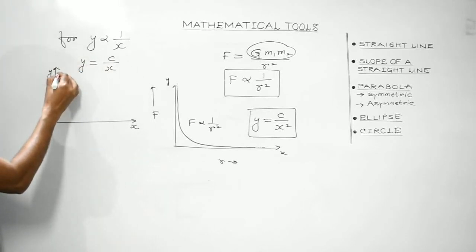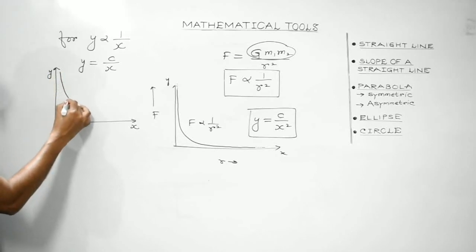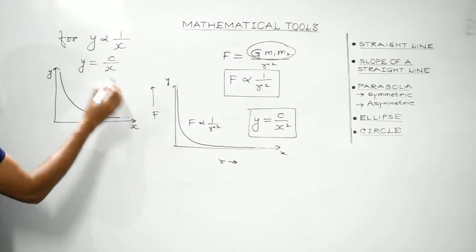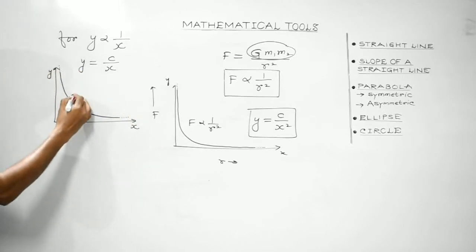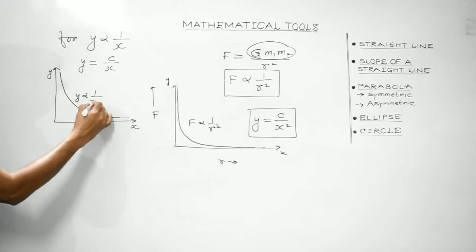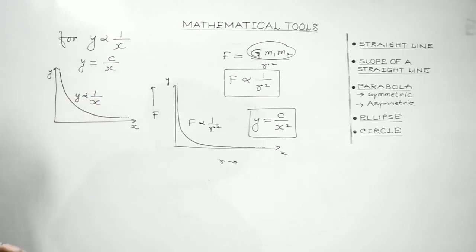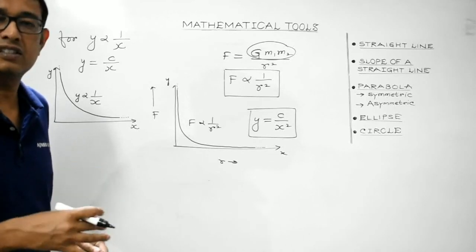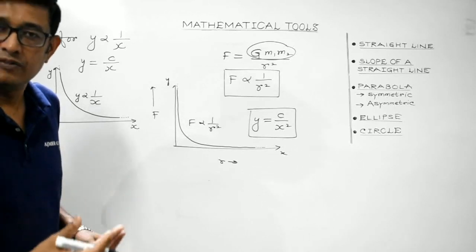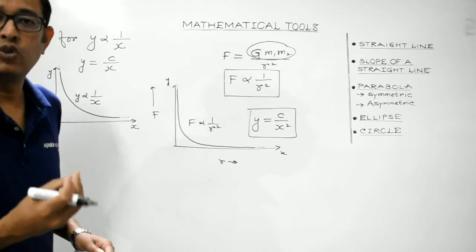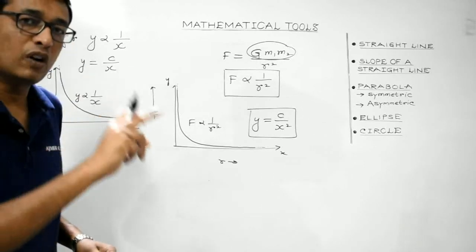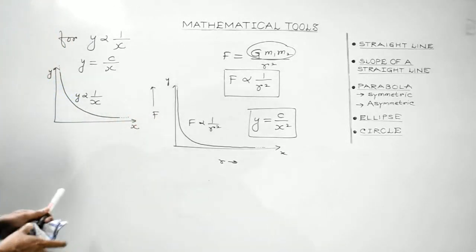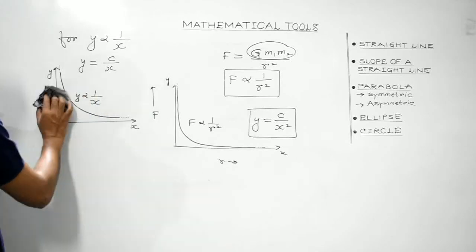So it is the case of a rectangular hyperbola. It will be like this. It should be like this. This is for y inversely proportional to x. So these are the various graphs which we will be extensively using in physics to show the graphical variation, or the pictorial representation of the variation of one physical quantity with respect to the other physical quantity. Right, students? Okay, there are some other cases as well.